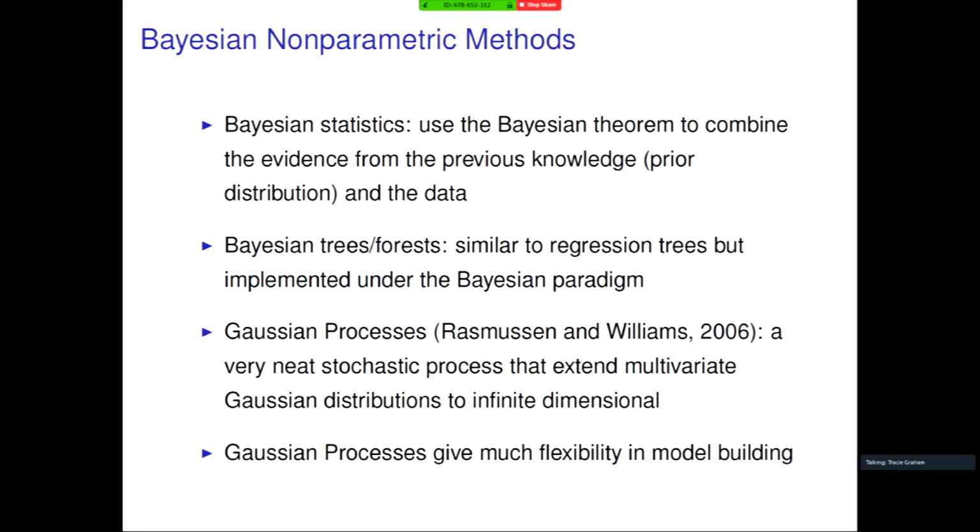A Gaussian process is complicated, but how I summarize it is that it's a very neat stochastic process that extends the multivariate Gaussian distribution. You know, people talk about the multivariate Gaussian distribution, the normal distribution. It extends that to infinite dimension. That's all you need to know. It's this very mysterious thing that just fits a smooth curve everywhere and does wonderful things, except it's very hard to fit.